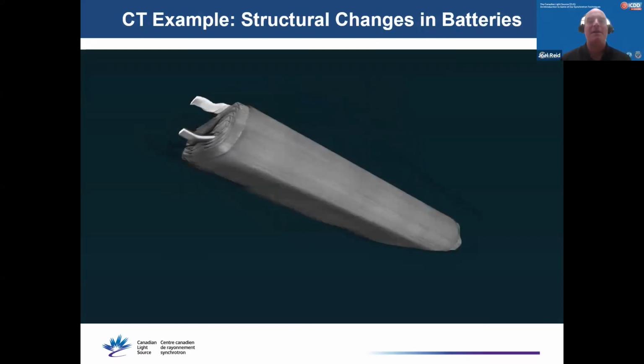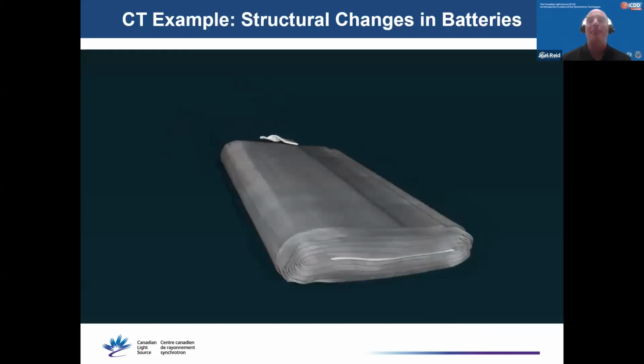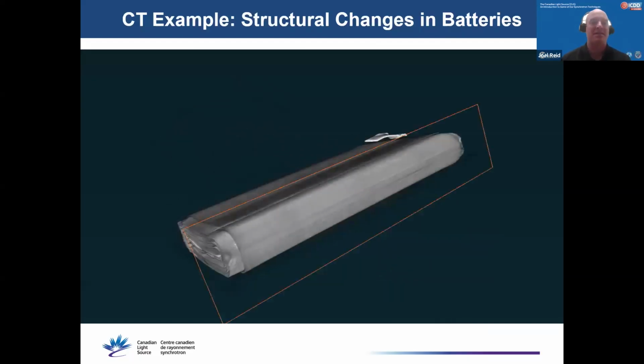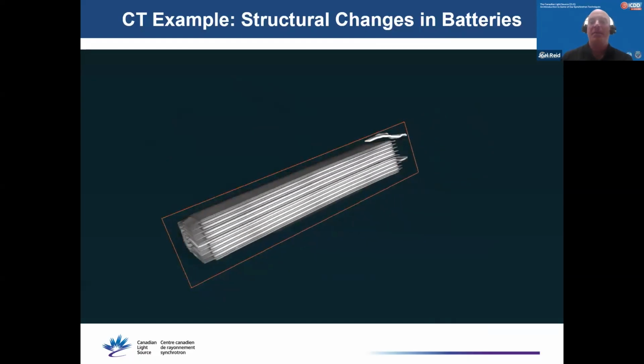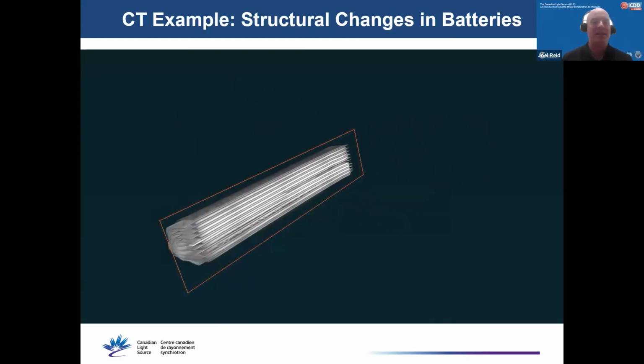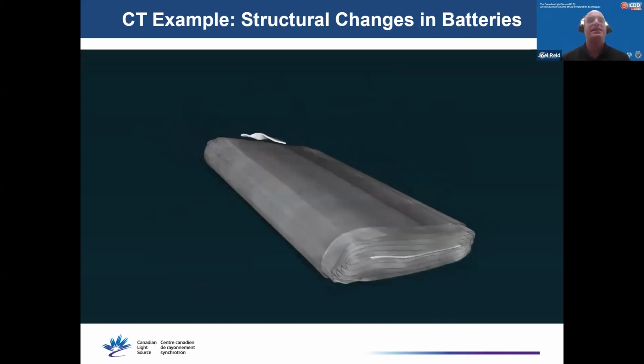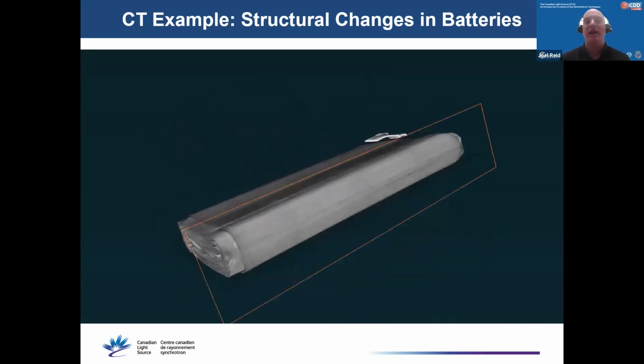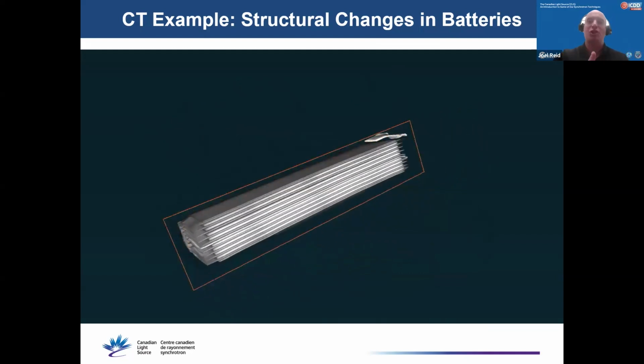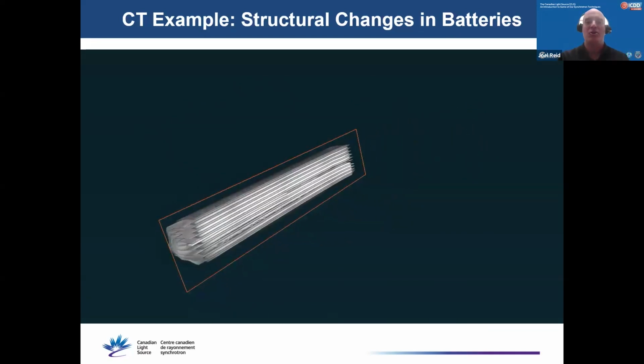CT can be very powerful for looking at batteries and the damage that is caused by cycling. Here's an example of a battery pouch cell examined with CT. This is the same type of pouch cell we looked at with XRD earlier. And with CT, you obtain complete 3D renderings of the batteries, which you can section as needed in order to answer your questions.